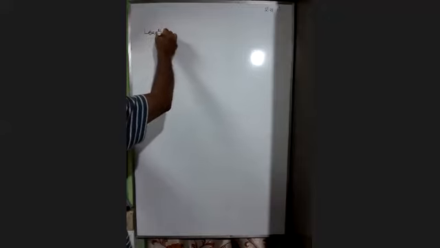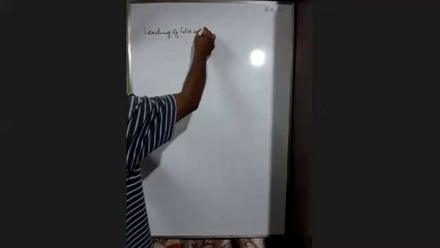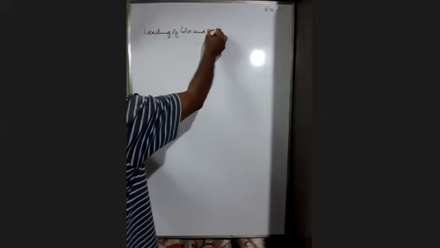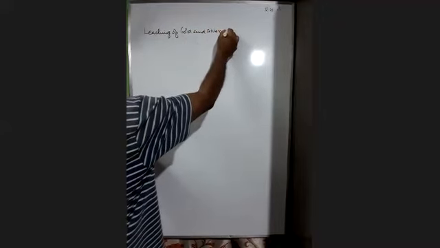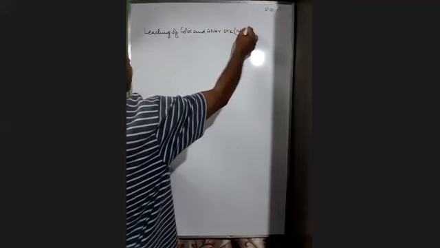Second one is called the leaching of gold and silver. I write here native. Native means uncombined. See, abundance of silver and gold in our earth crust is very less.